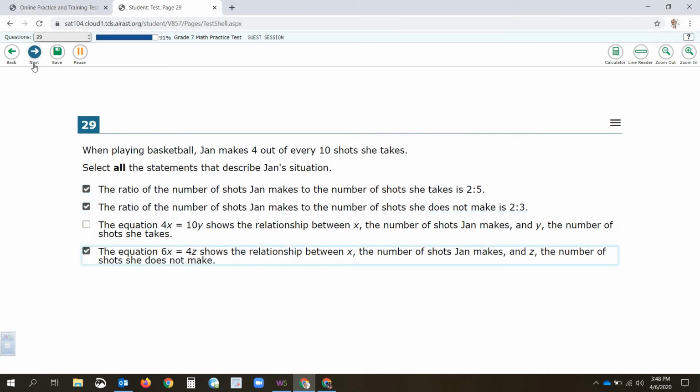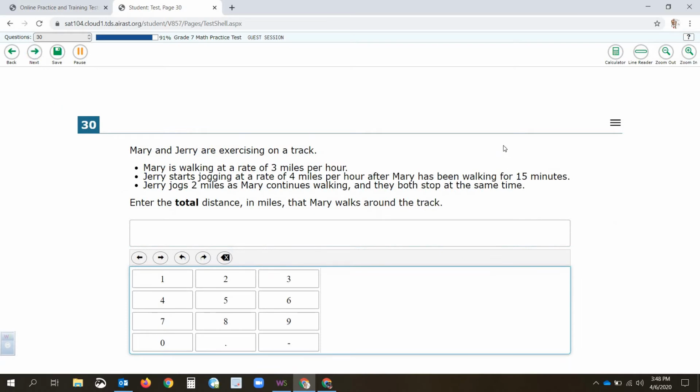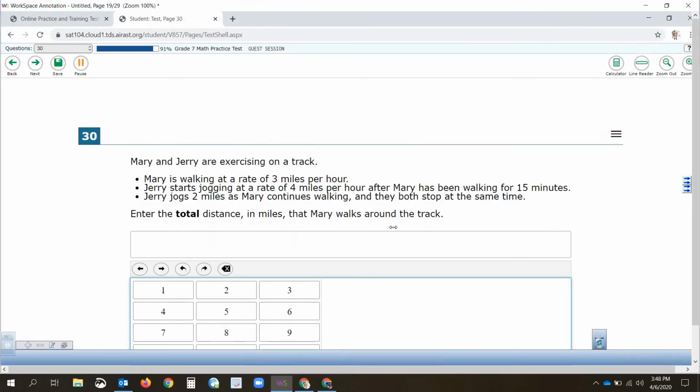Awesome. All right. Onward, forward, question number 30. Mary and Jerry are exercising on a track. Mary is walking at a rate of 3 miles per hour. Jerry starts jogging at a rate of 4 miles per hour after Mary has been walking 15 minutes. Jerry jogs 2 miles as Mary continues walking, and they both stop at the same time. Enter the total distance that Mary walks around the track.